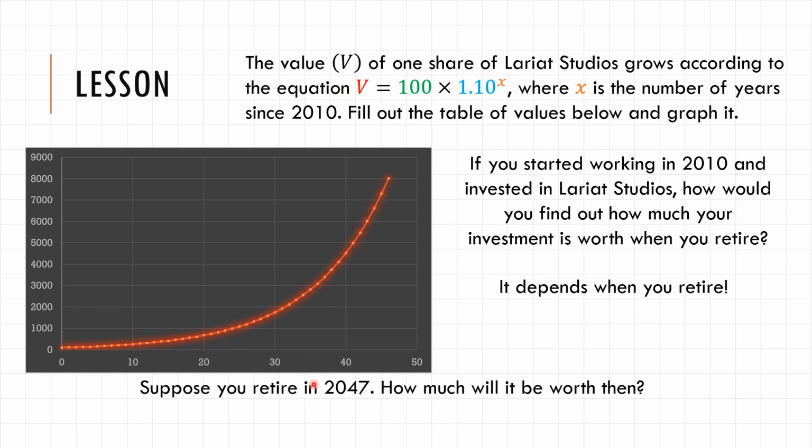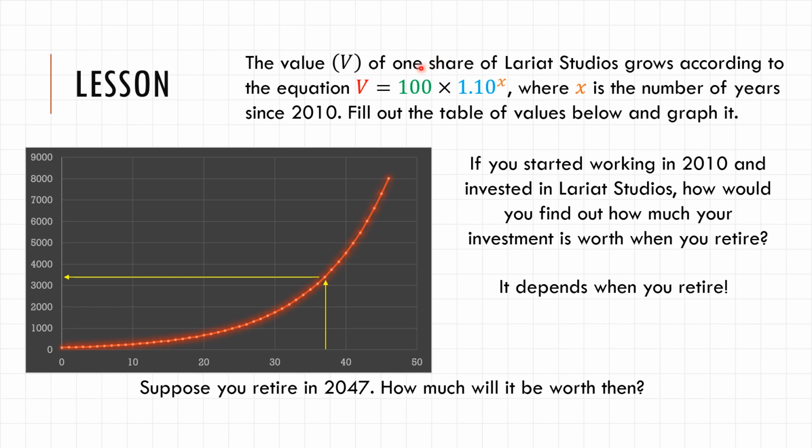Suppose you wanted to retire in the year 2047. How much will your investment be worth at that point? Well, 2047 is 37 years after 2010. And so I would go from 37 on the x-axis here, this is the number of years, straight up until I hit the graph, and then move straight to the left until I hit the y-axis, and that would tell me just a bit above $3,000, maybe $3,300, something like that.